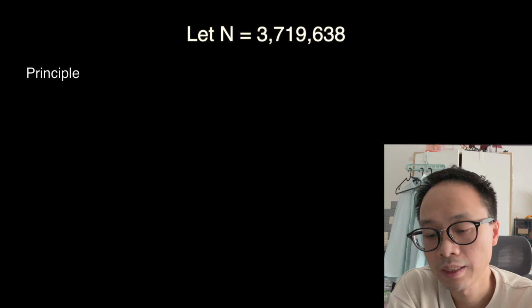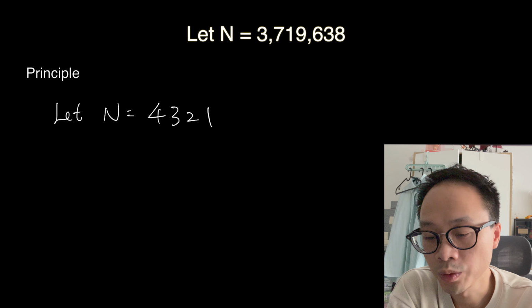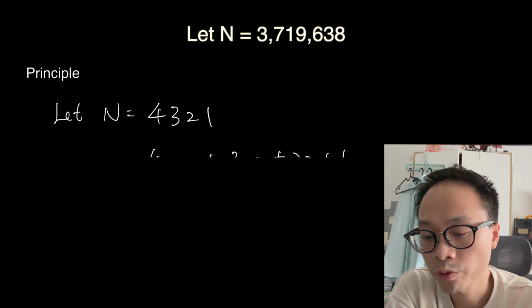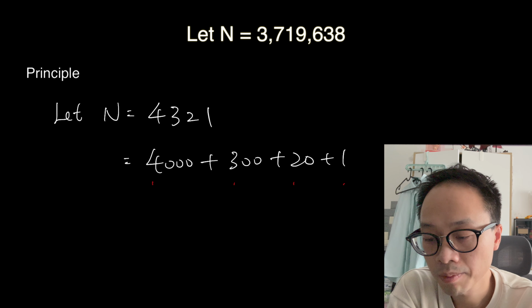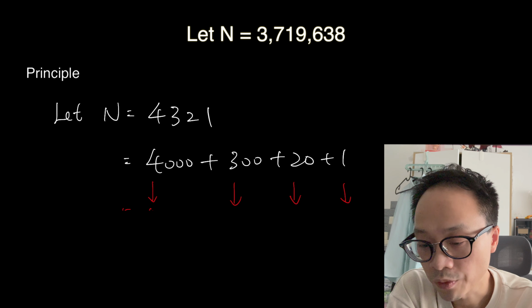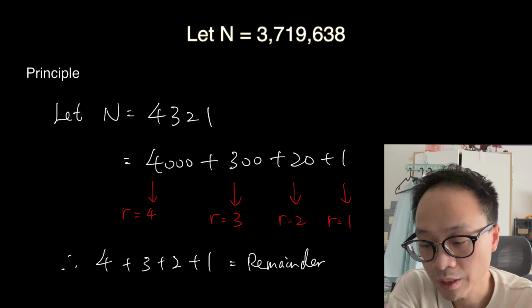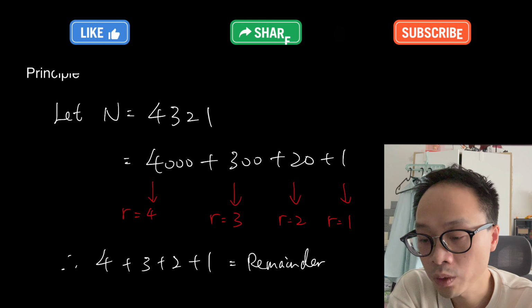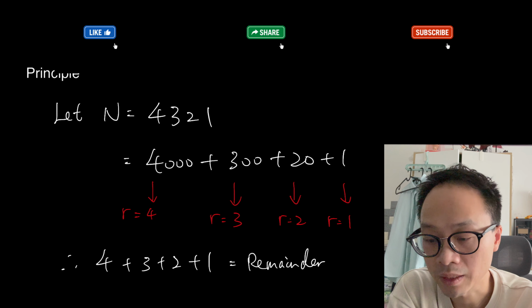Why does this work? Let's say a number is equal to 4,321. It's equal to 4,000 plus 300 plus 20 plus 1. We find that the digit is the remainder of each number. Therefore, we just add up all the digits. We can get the remainder.